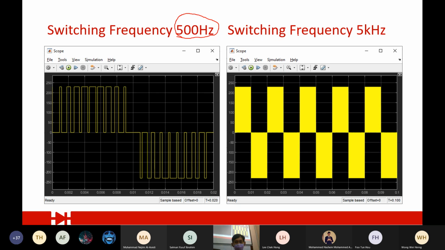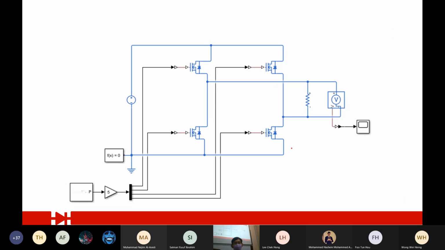Now, if you change your switching frequency to 5 kilohertz, you will see something like that. Of course, this one I increased to 0.1 second. You can still make it 0.02. Then you will see that because this is a higher resolution: positive, negative, positive, negative, positive, negative. So please do that, and see if you can produce the same result or not. Because this is a very important part.